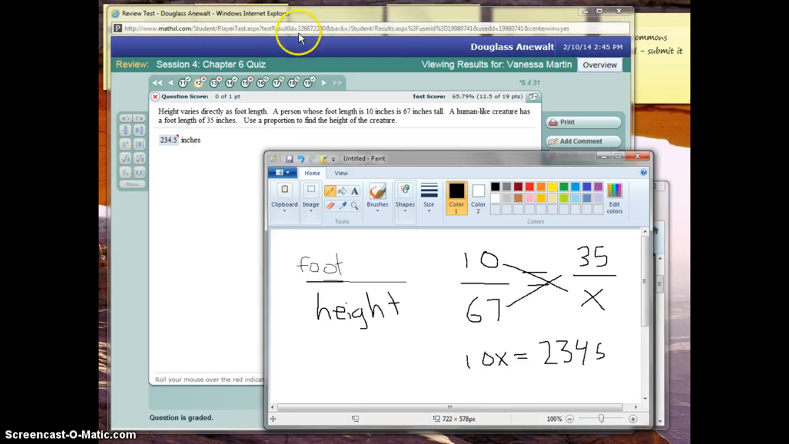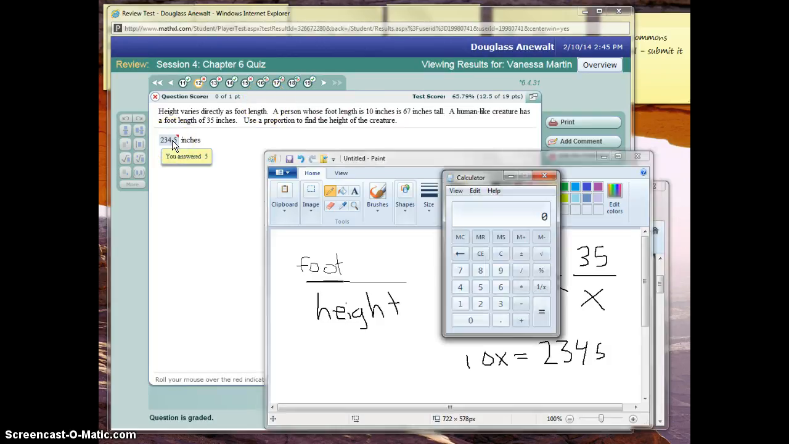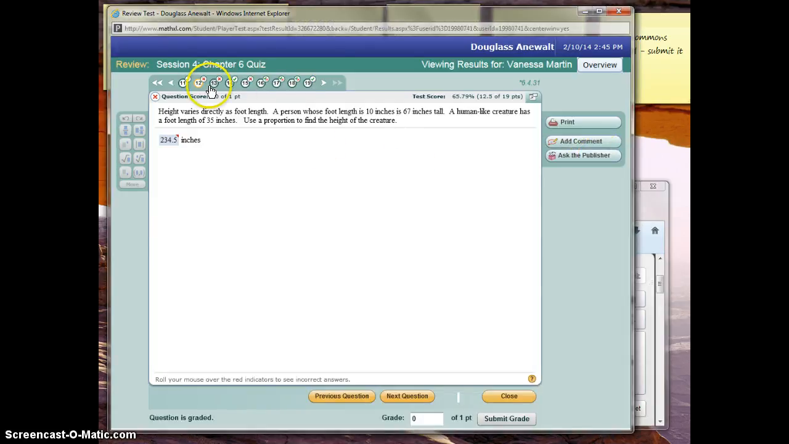So I think that's why they said it's a human-like creature, because there's no person who's that tall. How many feet is that? 234.5 inches. There's 12 inches in a foot. So a 19-foot person, 19 and a half. So we got some alien human-like creature going on here. Okay.